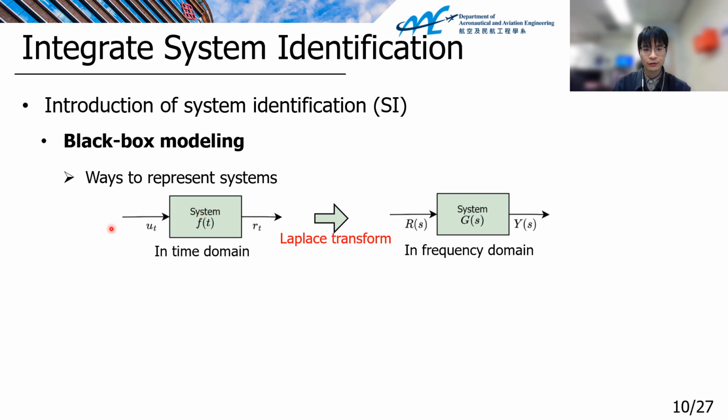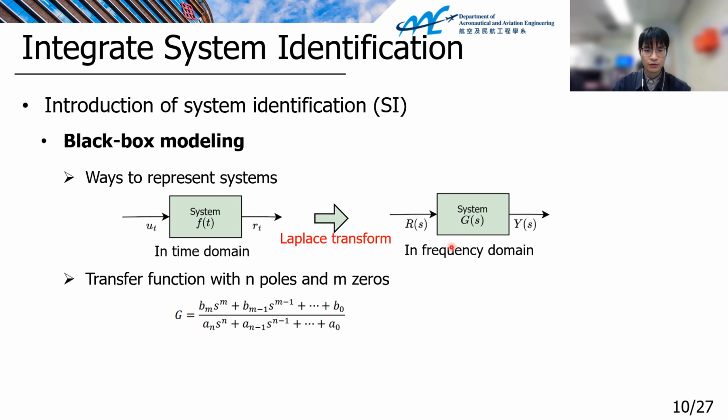In general, there are two ways to represent the system. In time domain, we usually use the function of time to represent the system. By taking the Laplace transform, we can get the representation of the system in frequency domain. Here, we usually use the transfer function to represent the system. Here is the transfer function with n poles and m zeros.